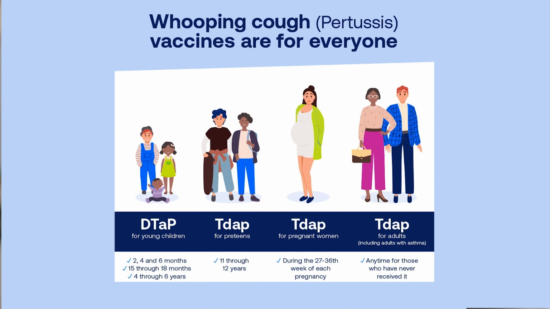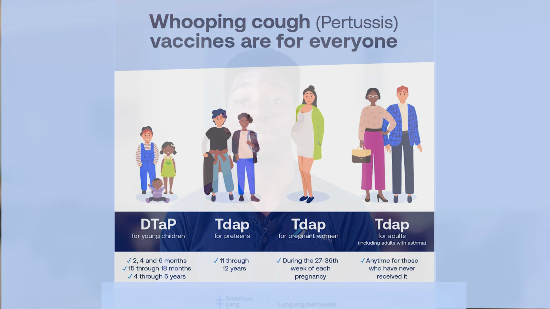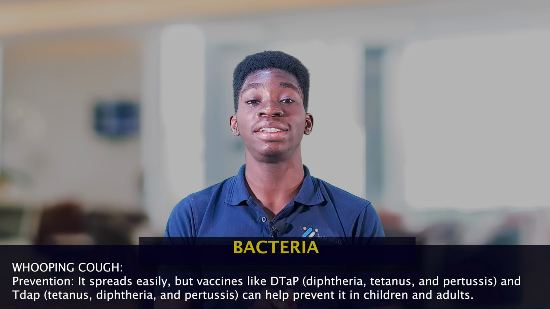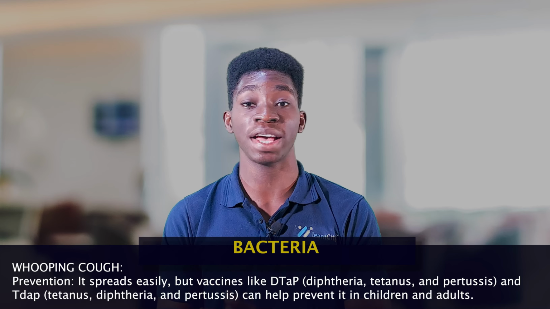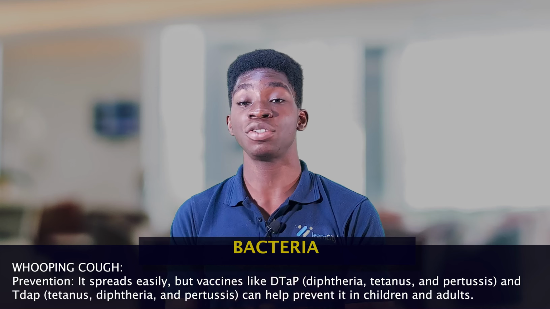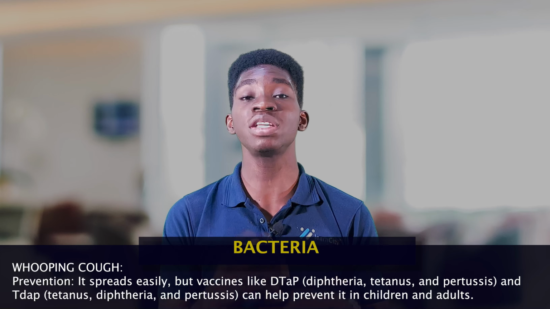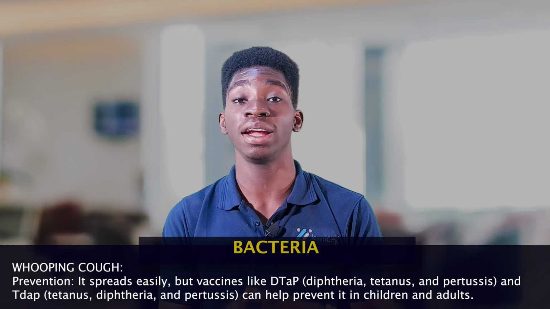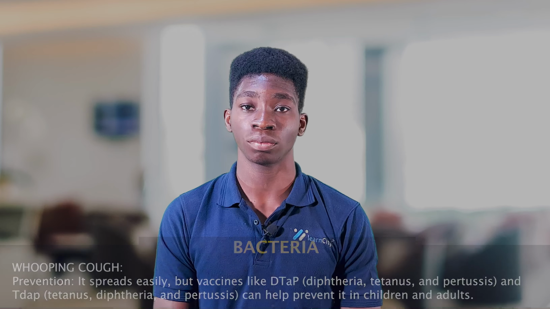Now, this disease spreads easily, but it can be prevented by vaccines like DTaP or Tdap. DTaP is the diphtheria, tetanus, and pertussis vaccine. And we have Tdap as the tetanus, diphtheria, and pertussis vaccine. So these vaccines can help prevent it in children and adults. So that's prevention. So what about treatment and control?